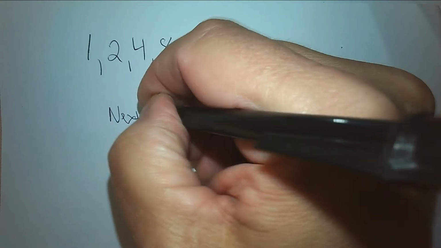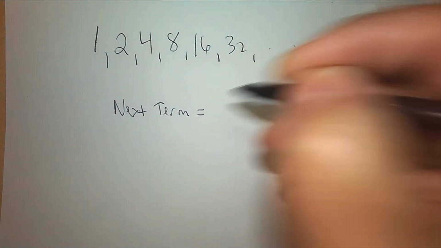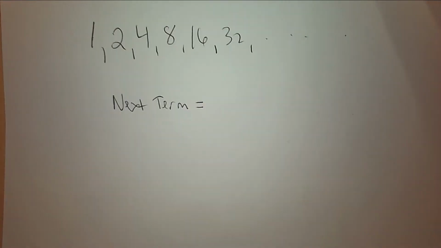If I asked you to find the next term, I'll give you a moment. So write down... Michael, are you okay? I understand if you're not feeling good. I've been there. So 1, 2, 4, 8, 16, 32. Write down the sequence. I don't think it'll take much. Just think a little bit.